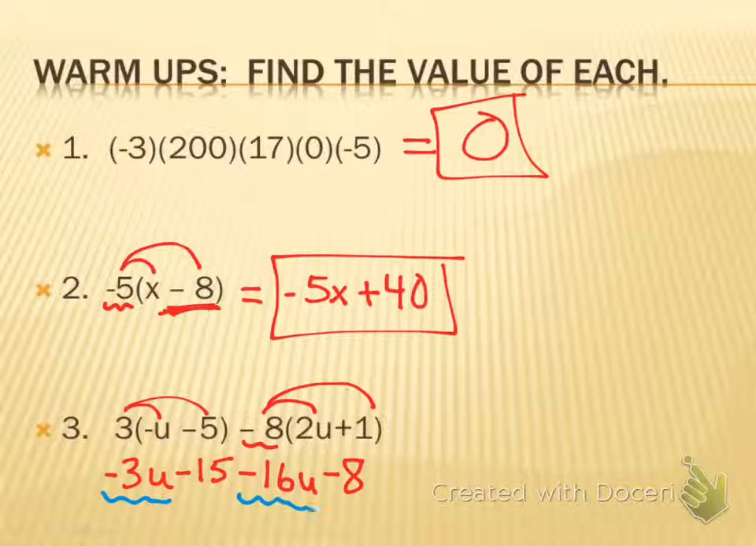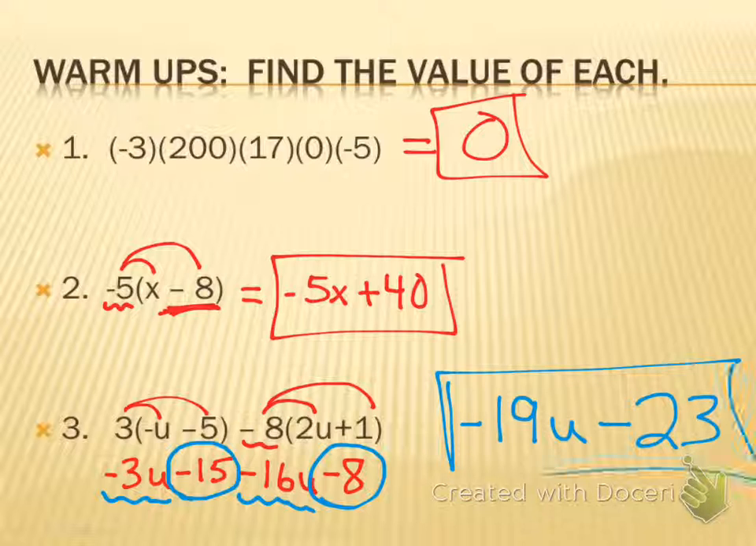So do you see how these both have u's? What's -3u minus 16u? They're both negative, so keep the negative sign. Negative 19u. All right, and here I have a -15 minus 8. So again, they're both negatives, keep the negative sign. -23, good. What are your questions on today's warm-up?